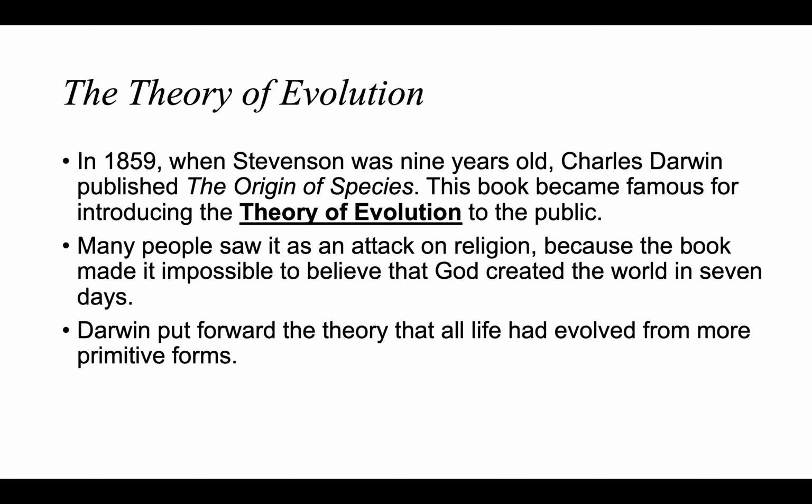So, the theory of evolution. In 1859, when Stevenson was 9 years old, Charles Darwin published The Origin of Species. This book became famous for introducing the theory of evolution to the public. This was really important because many people saw it as an attack on religion, because the book made it impossible to believe that God created the world in 7 days. Darwin put forward the theory that all life had evolved from more primitive forms.